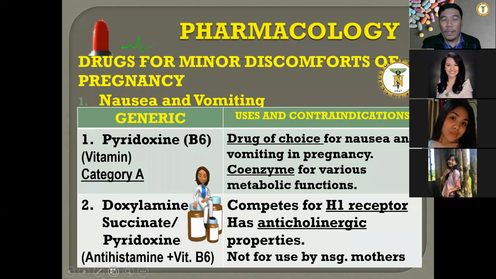Next, now we have those alternative therapies. We will now proceed to the drugs for minor discomforts of pregnancy. The minor discomforts of pregnancy that are usually introduced to you, usually in the first trimester, are nausea, vomiting, pain, and possible heartburn.